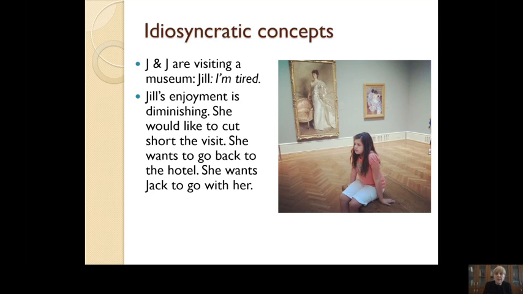Or Jack and Jill are visiting a museum and then Jill says, I'm tired. It is a slightly different tired, as you can see, a slightly different meaning. What Jill is trying to convey is that her enjoyment is diminishing, that she would like to cut short the visit, that she would like to go back to the hotel, and that she would like Jack to go with her. So again, a circumstantial, context-dependent notion of tiredness.